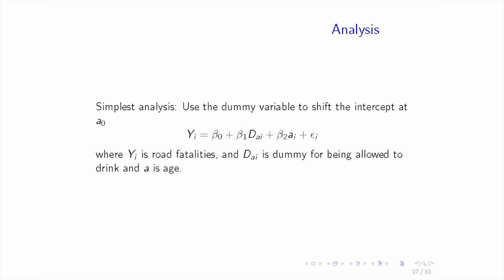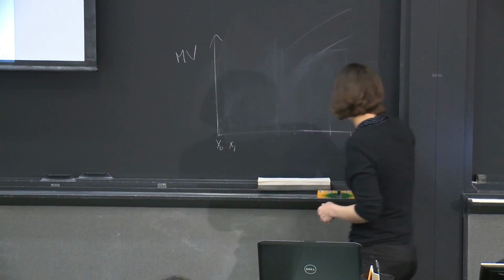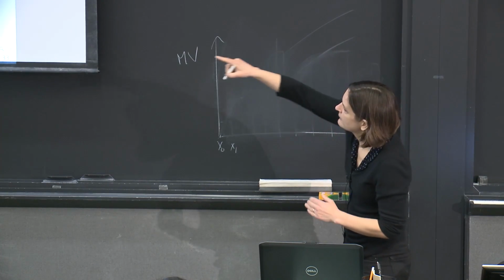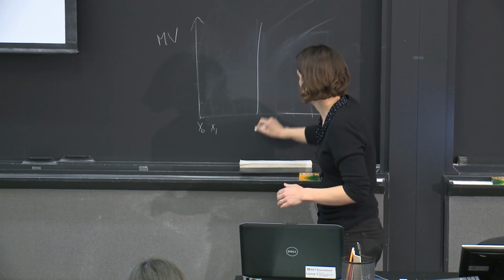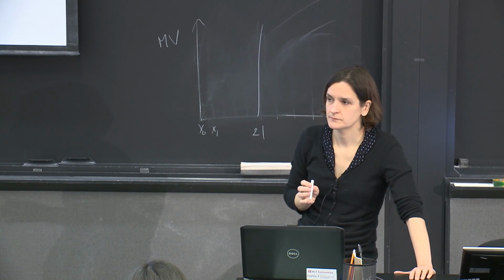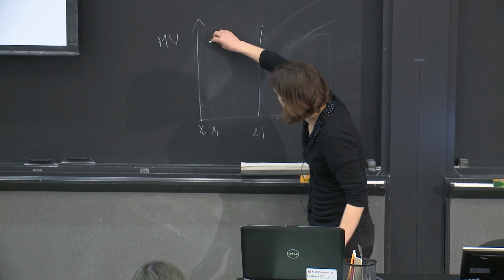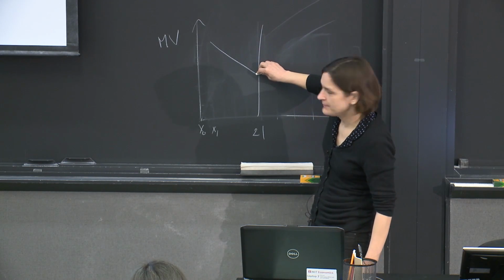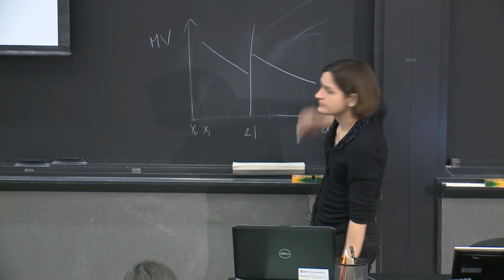Given what you were discussing before I show the graph, how do you think motor vehicle fatalities will look as a function of age? If I'm taking the predicted value from this regression, putting 21 here, how should it look? Yes, exactly. So it's decreasing till here. Then maybe it's going to shift up because of the ability to drink, and it's going to be decreasing again.